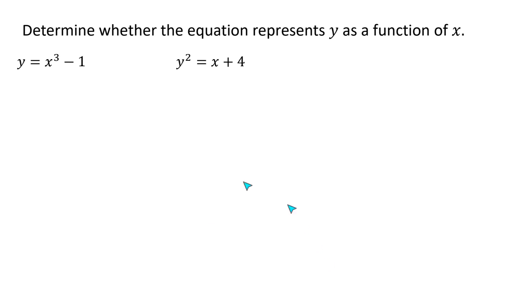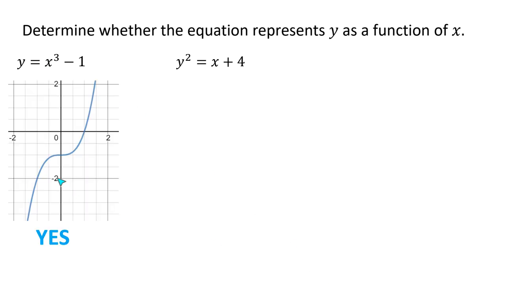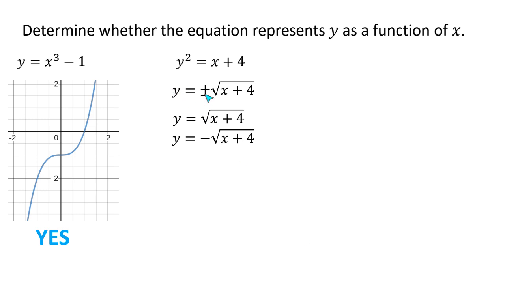Okay, here I have a couple more. This one, the highest power is a 3, so it belongs to the cubic family, and the graph is going to look something like this. This will also pass the vertical line test. Now in this next example, this is a little different because it's not part of the parent functions that we have seen. For this example, what you can do is solve for y. If I solve for y, I get plus or minus the square root of x plus 4. So basically I'm getting 2 solutions, a positive solution and a negative solution.